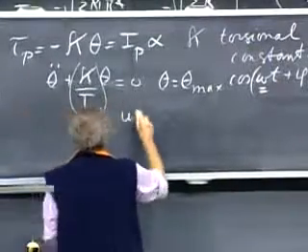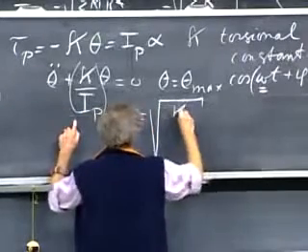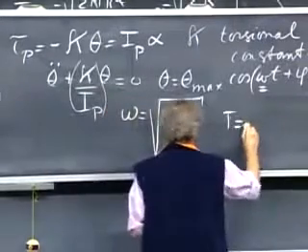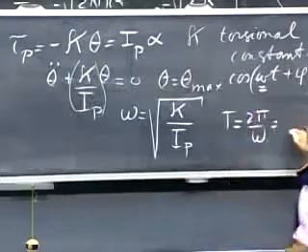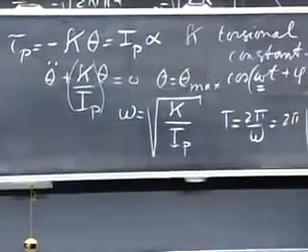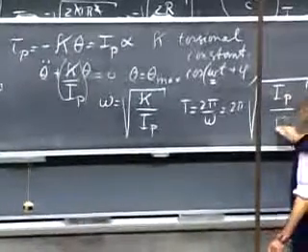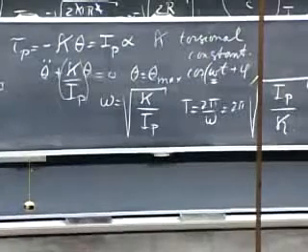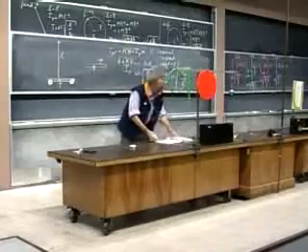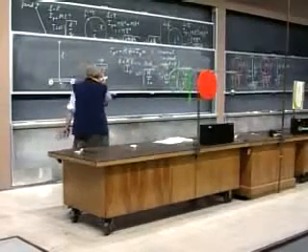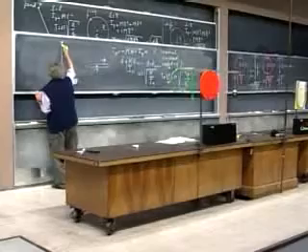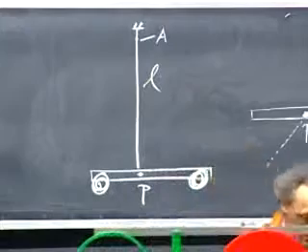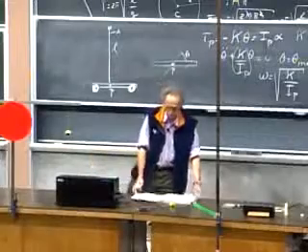This is the angular frequency. And angular frequency is the square root of kappa divided by the moment of inertia about point P. And therefore the period, which is 2 pi divided by omega, equals 2 pi times the square root of the moment of inertia about point P divided by kappa. Well, how about kappa? Kappa is a function of the cross-sectional area A and the length L. And it's also a function of what kind of material you have. Whether you have steel or nylon makes a big difference. That's very intuitive, of course.